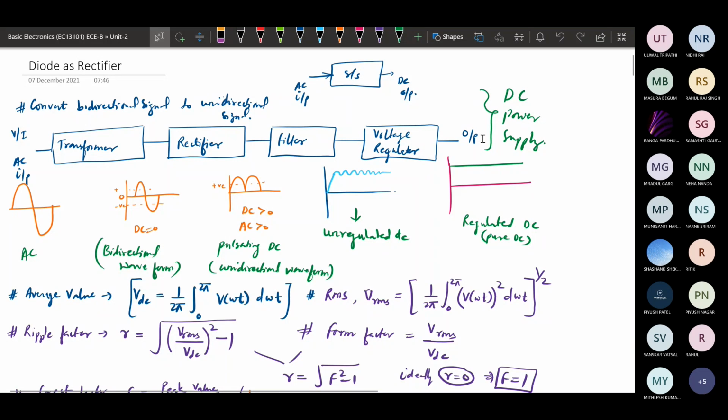So the rectifier output we have seen, either it could be a half wave rectifier or a full wave rectifier. Once we have obtained the rectifier output, we will use some filter circuit to smoothen this half wave or full wave output. So we will use some filter circuits.